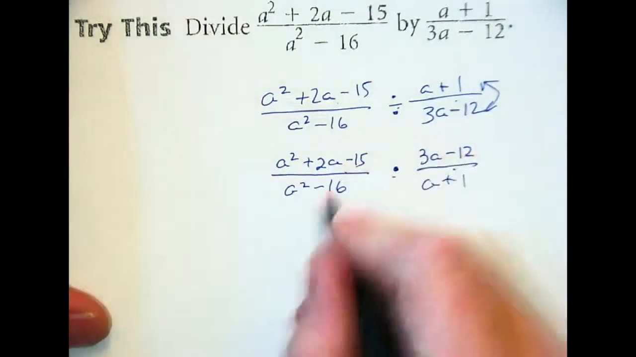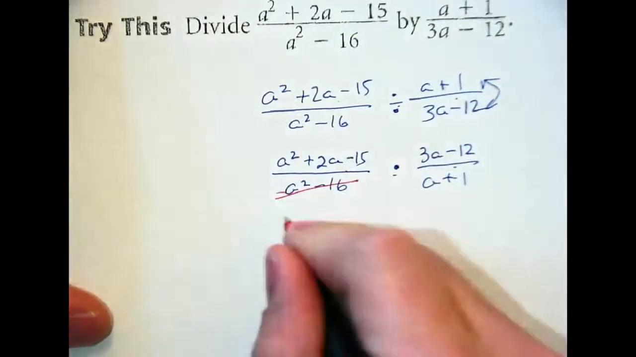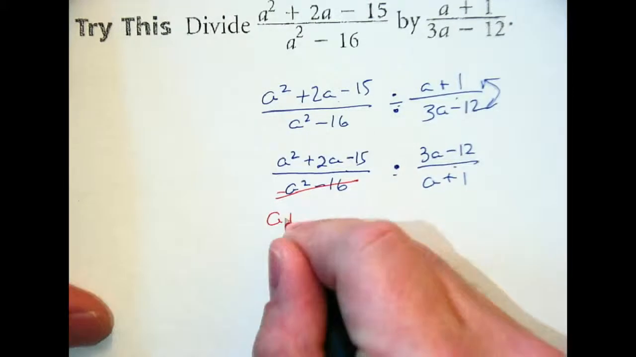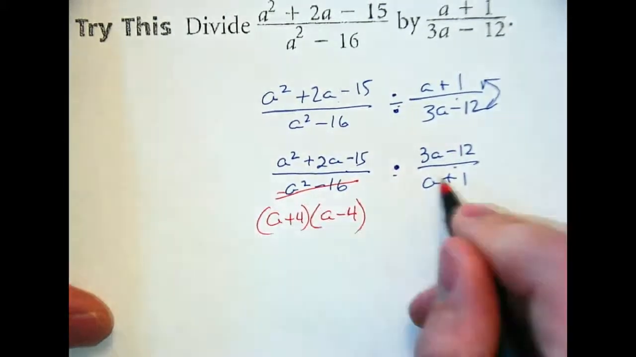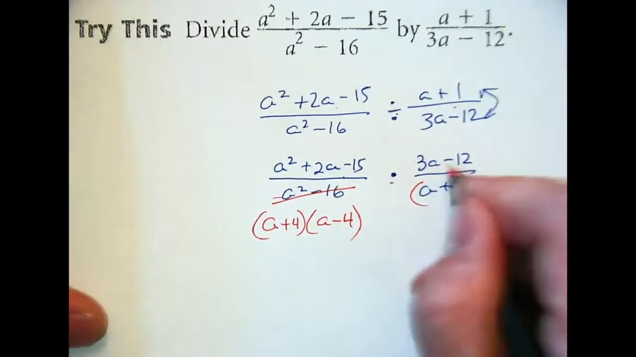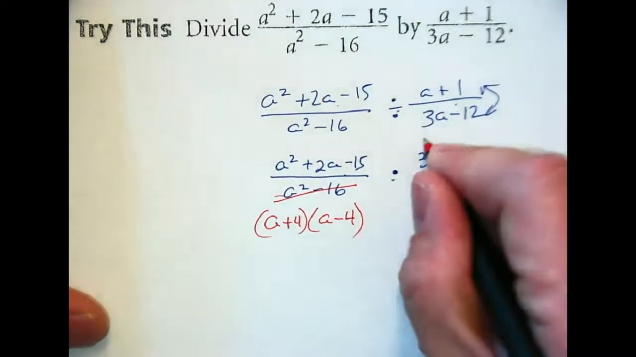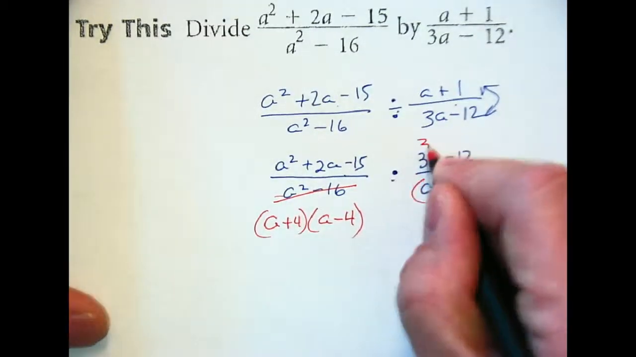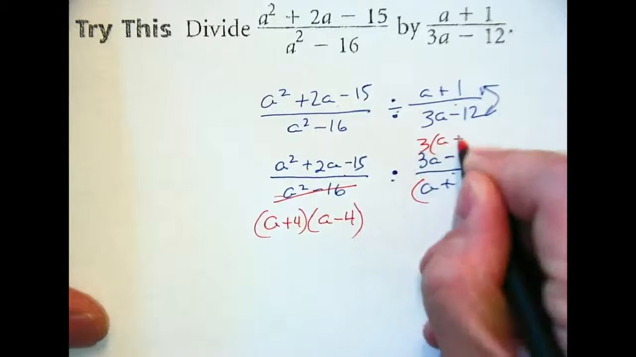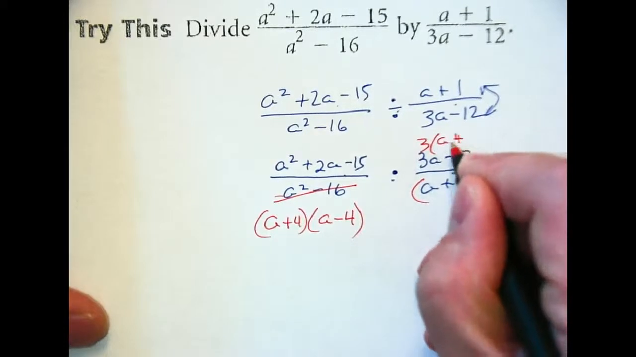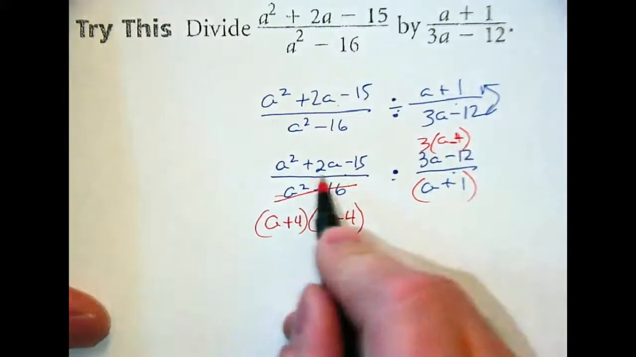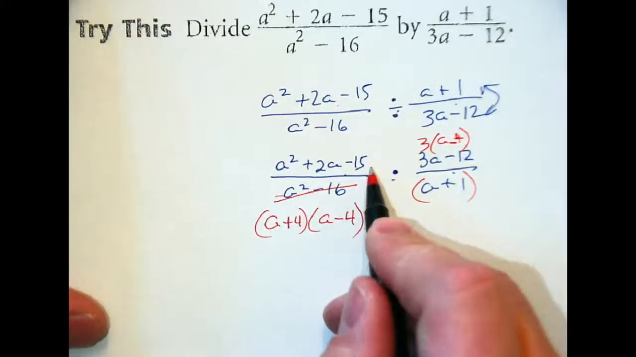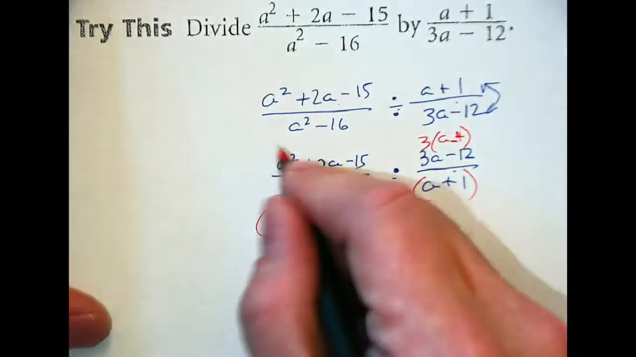All right. What's this become? A plus 4a minus 4. All right. That stays. What do we take out here? Everyone? 3. 3 times a minus 4. And there we go. Check out that artwork. All right. How about here? Two things to multiply to make negative 15, add to 2. A minus 3, a plus 5.